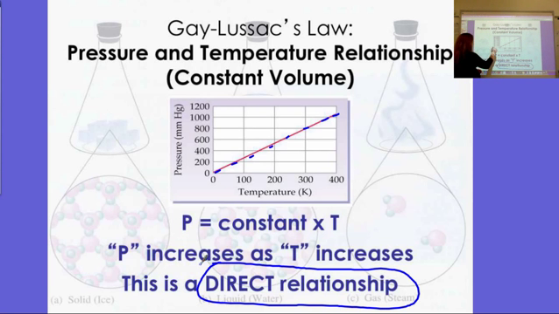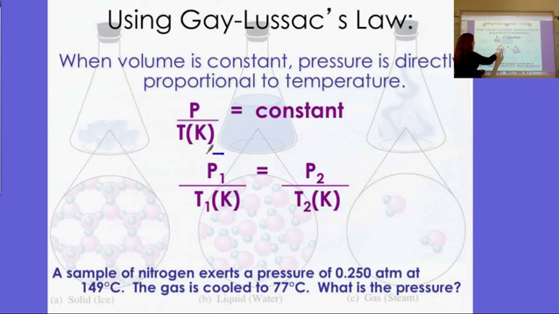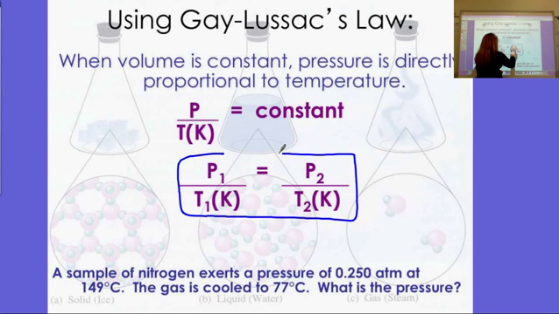So we said, rise over run. P over T now is a constant, or P equals a constant times T. When P over T is a constant, our equation looks like this: P1 over T1 equals P2 over T2. Temperature, again, always has to be measured in Kelvin.